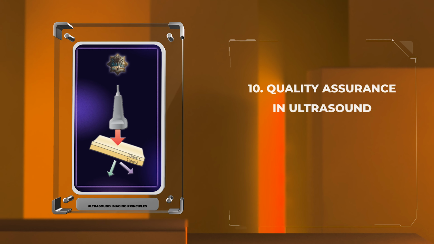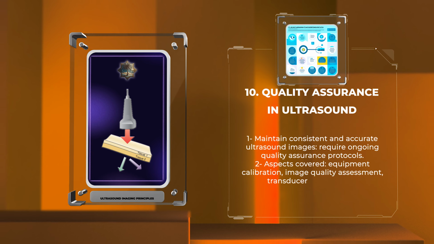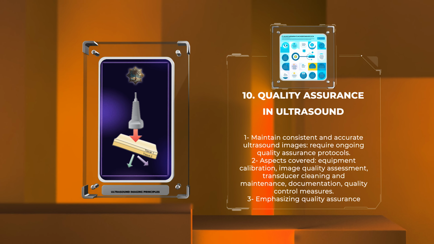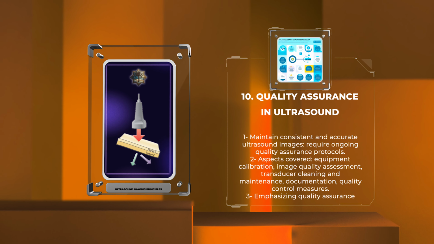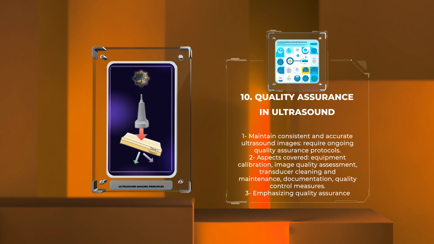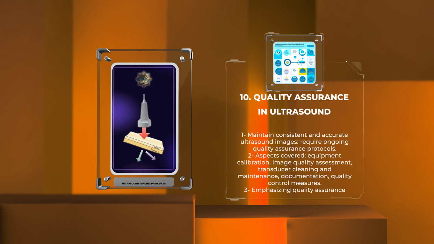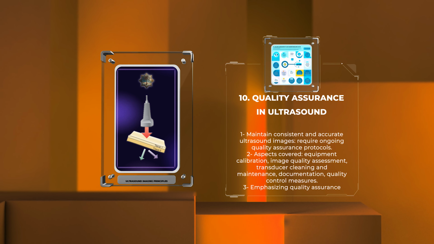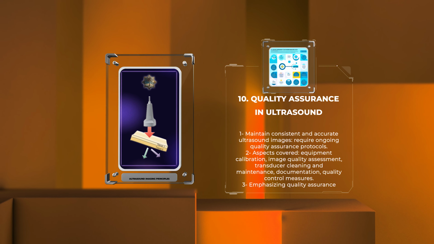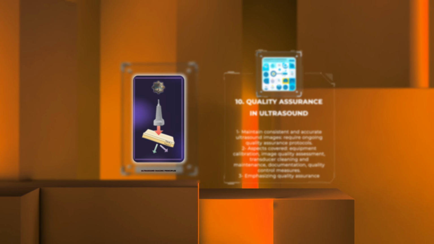Maintaining consistent and accurate ultrasound images requires ongoing quality assurance protocols. This topic will cover aspects such as equipment calibration, image quality assessment, transducer cleaning and maintenance, documentation, and quality control measures. Emphasizing quality assurance measures ensures reliable and reproducible ultrasound examinations.